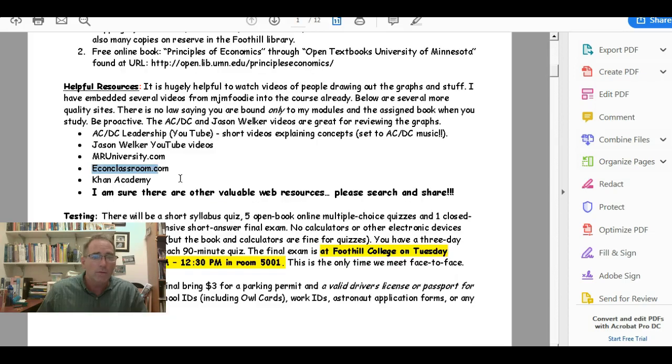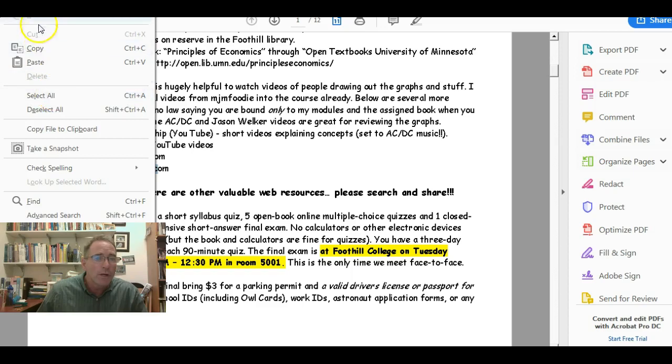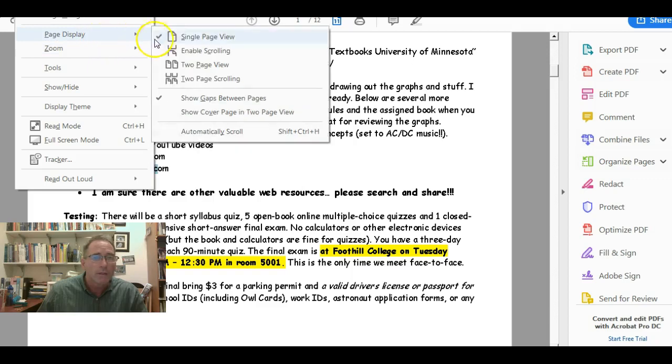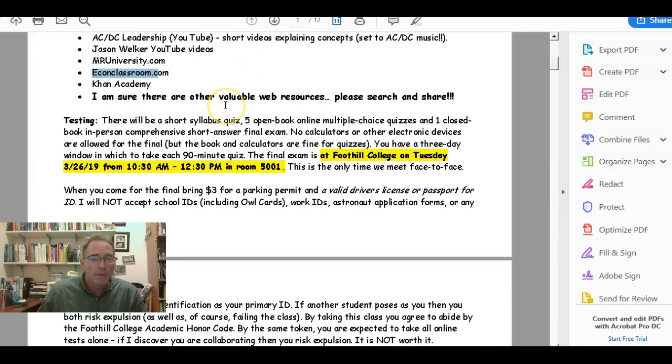So look around, and nothing says that you have to limit yourself to the videos in the Canvas shell I created, or of course the lectures, the modules I wrote.